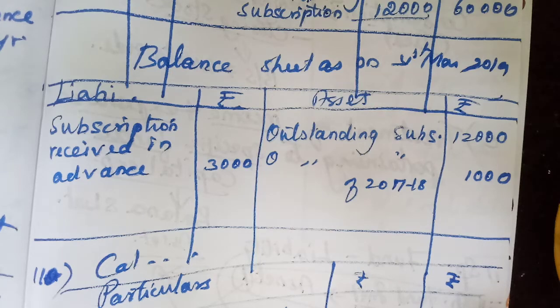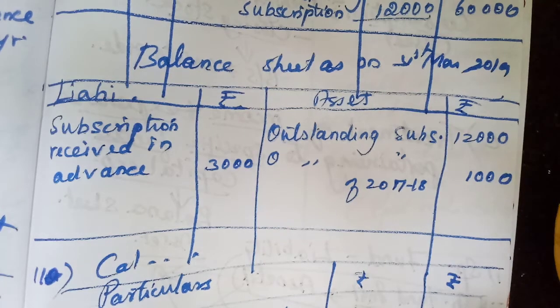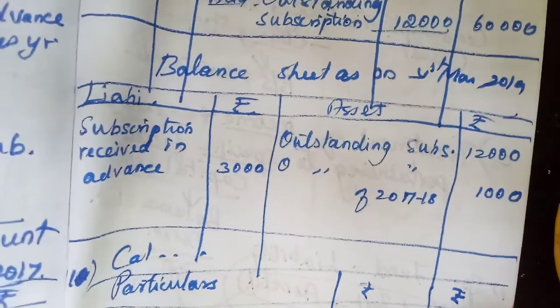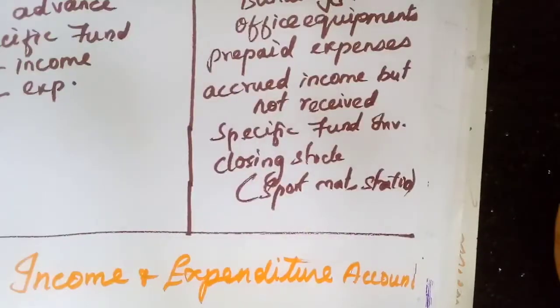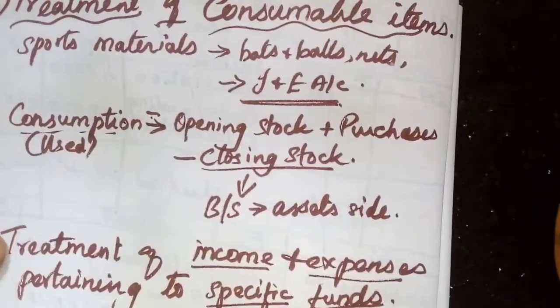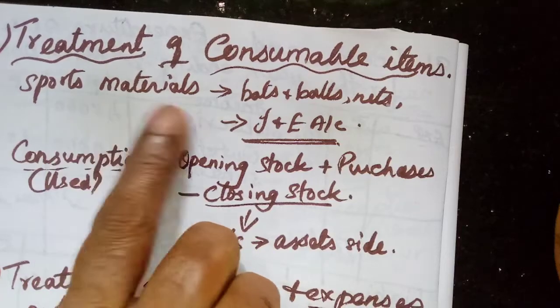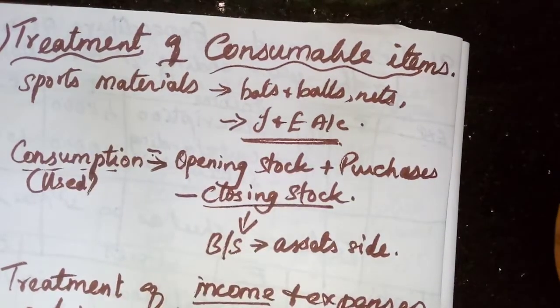Today, we are going to do some of the big problems in income and expenditure account and balance sheet, the final accounts of non-trading concern. We have already learned the treatment of revenue receipts and revenue expenditure yesterday, and we have learned how subscription received will be shown. Then the treatment of consumable items, that if sports materials are consumed, how we should treat.